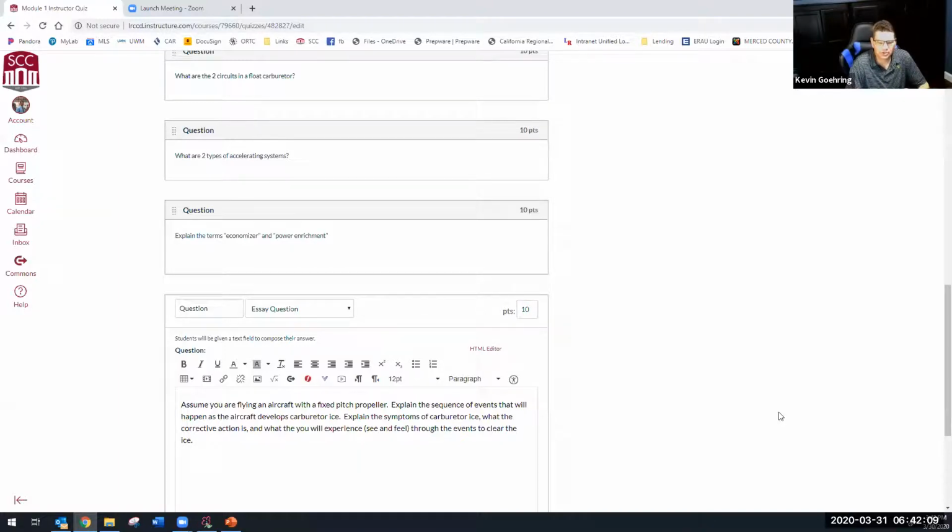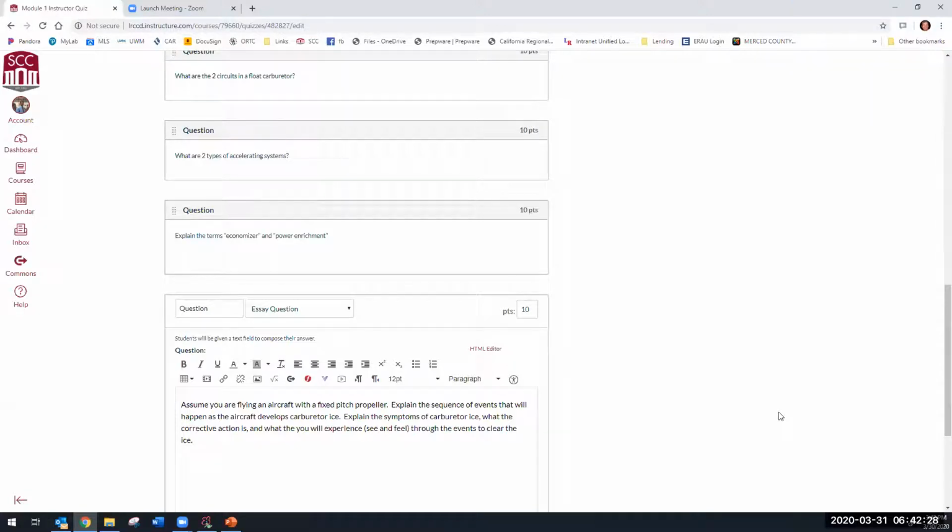Assume you are flying an aircraft with a fixed pitch propeller. Explain the sequence of events that will happen as the aircraft develops carburetor ice. Explain the symptoms of carburetor ice, what the corrective action is, and what you will experience, see, and feel through the events to clear the ice. It took me longer to write this than it would take you to answer it. Yep, you're going to see a slight RPM drop, feel buffeting. You're going to put carb heat in, and then see a little bit more of a drop, and then it'll gradually increase, and the buffeting will go.